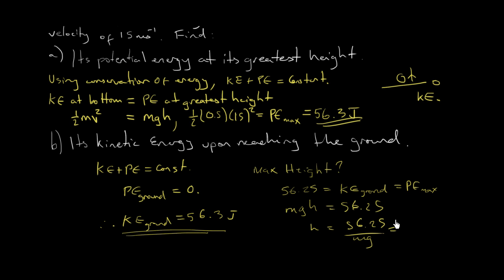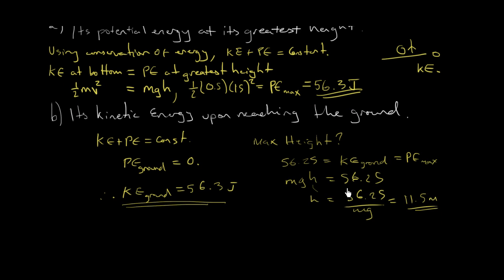mg is 0.5 times 9.8. And we get 11.479, which is 11.5 meters. That's how high it goes. So that was very easy to calculate if you want to know the maximum height, right?